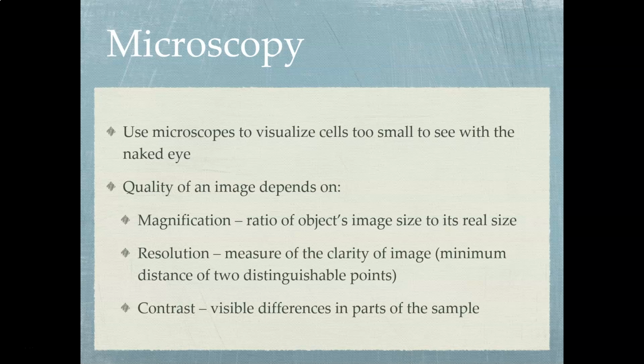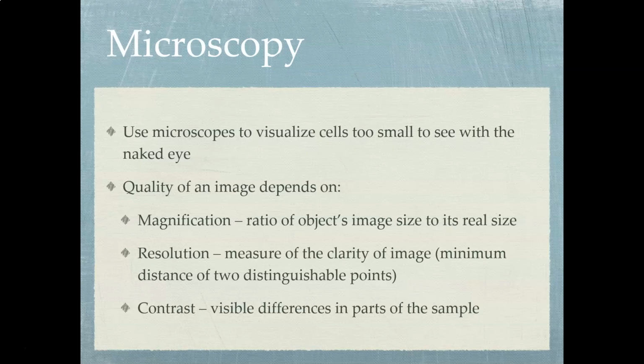So we are discussing cell structure, and one of the biggest tools that we have in our arsenal as biologists to study cell structure is the microscope. Generally speaking, most cells are too small to be able to see with the naked eye, and so we utilize microscopes as a way to be able to see into that structure.